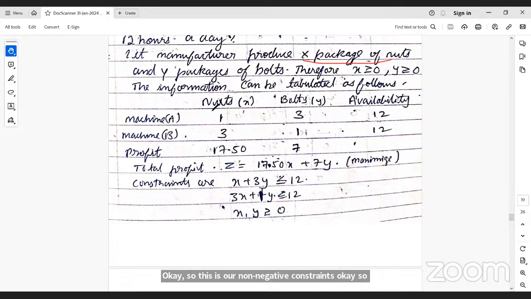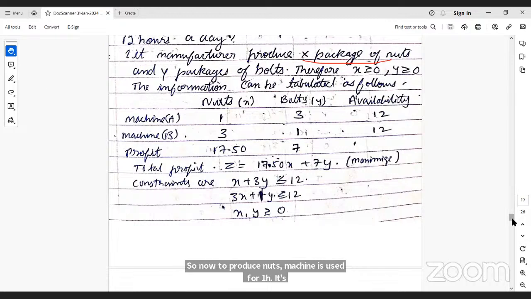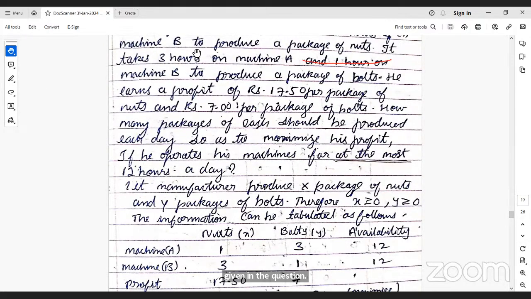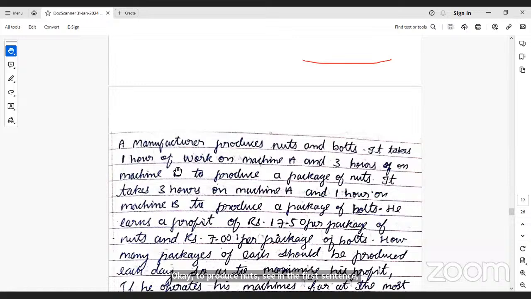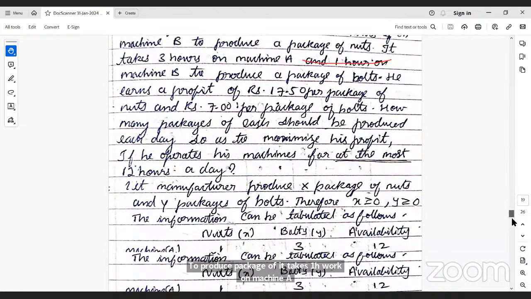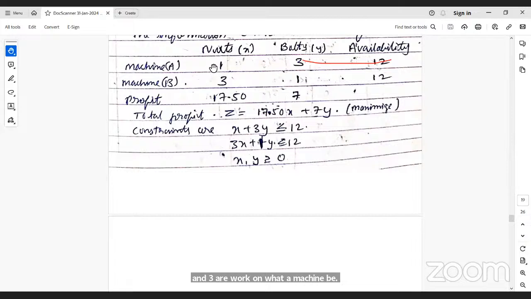See, to produce nuts we are making use of machine A and machine B. To produce bolts also, we are making use of machine A and machine B. Now to produce a package of nuts, it takes 1 hour of work on machine A and 3 hours of work on machine B. It's already given in the question. So based on that, we will write 1 and 3 for nuts. Similarly, for bolts, we will write 3 and 1.